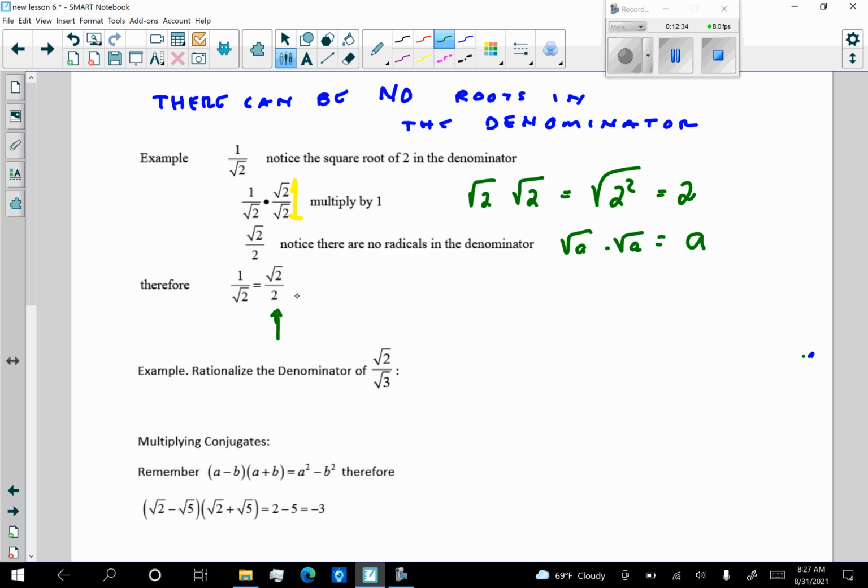So here's another example. Square root of 2 over square root of 3. I want to rationalize the denominator. I'm going to multiply that by 1.